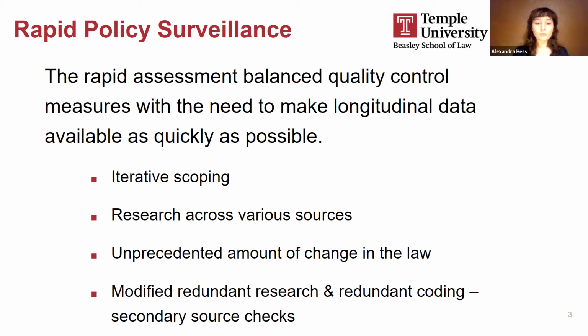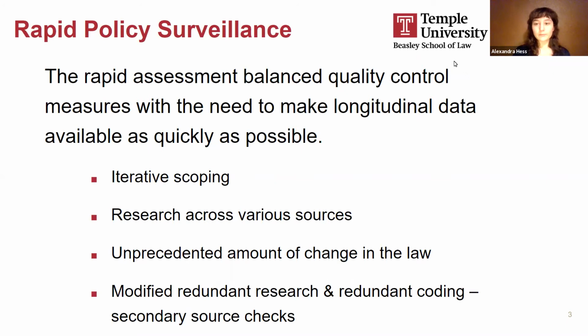And so in order to make sure the data was available as quickly as possible, we had to modify our redundant research and redundant coding processes. But to maintain quality control measures within this process, we also used secondary sources to provide kind of an external check on the way we were researching and coding and capturing these variables.